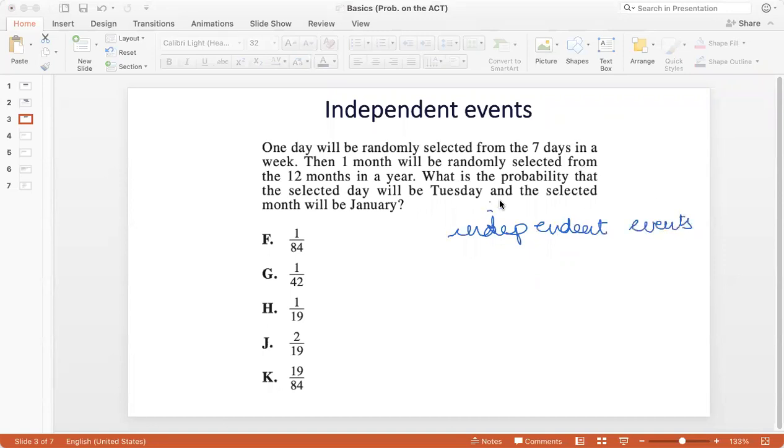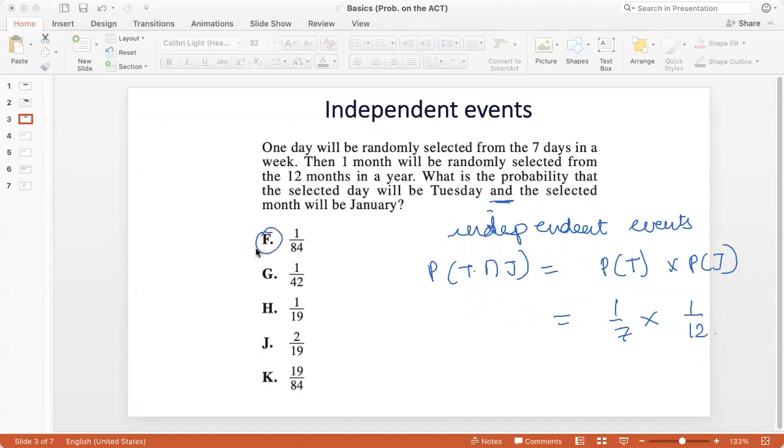So when I want to find the probability of selecting a Tuesday and the probability of selecting January, in independent events, it would simply be the probability of selecting a Tuesday multiplied by the probability of selecting January. So one Tuesday out of 7 days is 1/7. And 1 month, January, out of 12 months is 1/12. So that becomes 1/84. Option F.